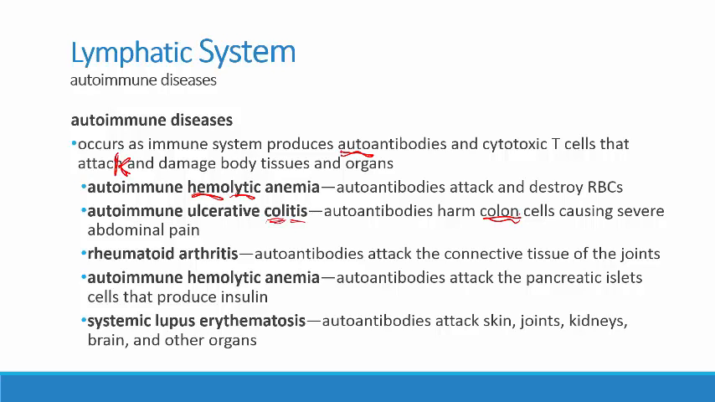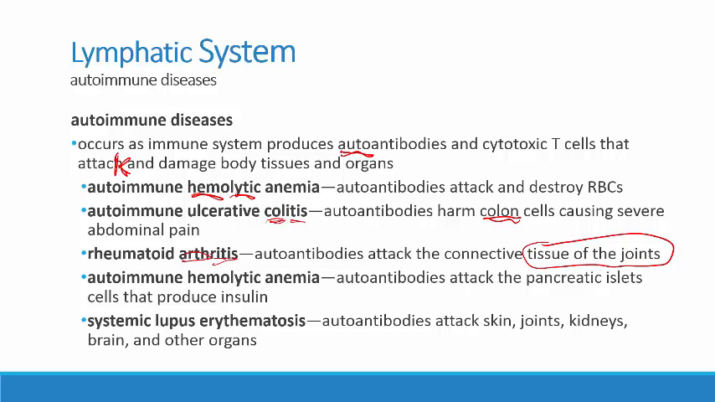Rheumatoid arthritis is another kind of autoimmune disease. In this case, it's the tissue of the joints that are being attacked. Arthr means joints. Itis, again, is inflammation of the joints.